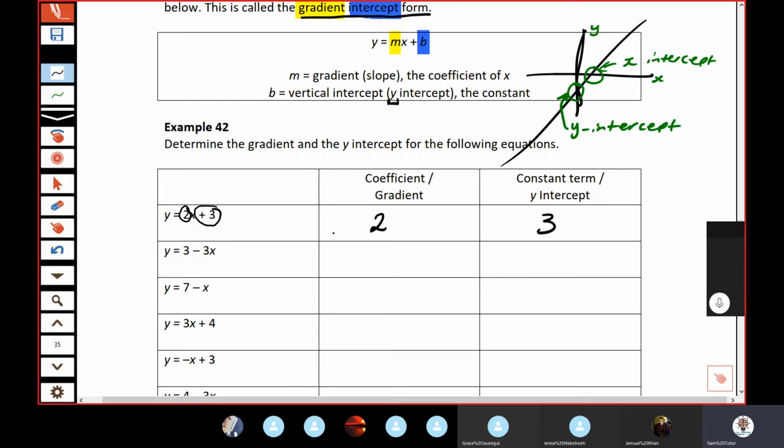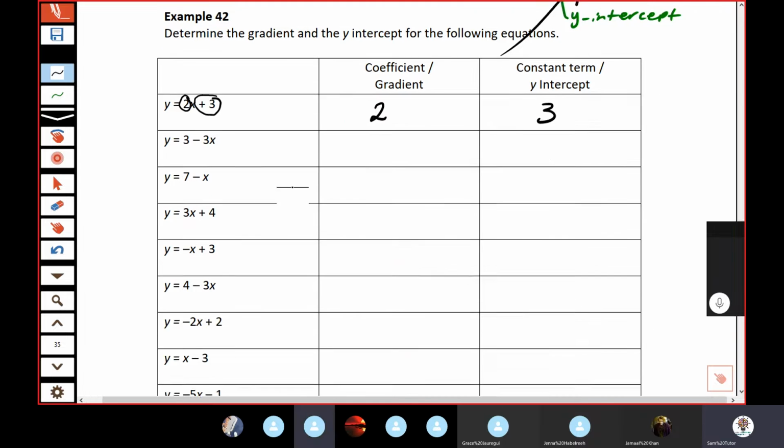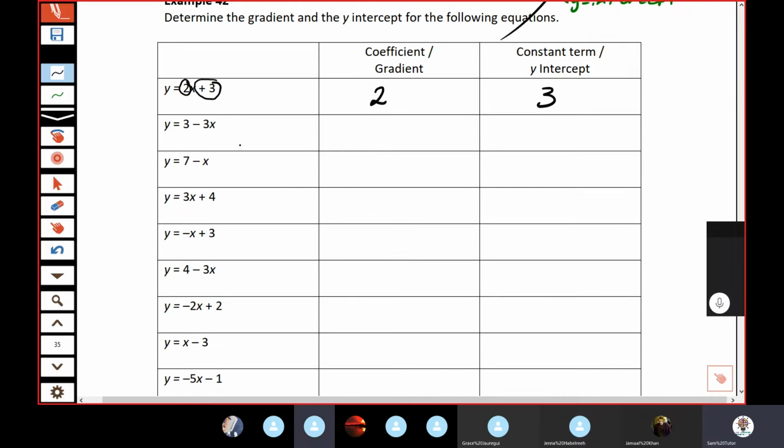Let's try. Annabelle, let's start with you. What's the gradient for the second one now? It's not 3. What's in front of the x? No, in front of this x right here. -3. Yes, this one here. Gradient is -3, and then what is the y-intercept? What's the number that's by itself? 3. Perfect. Good job.